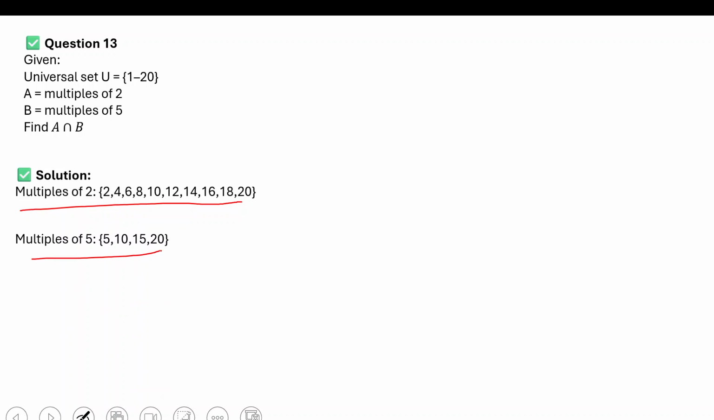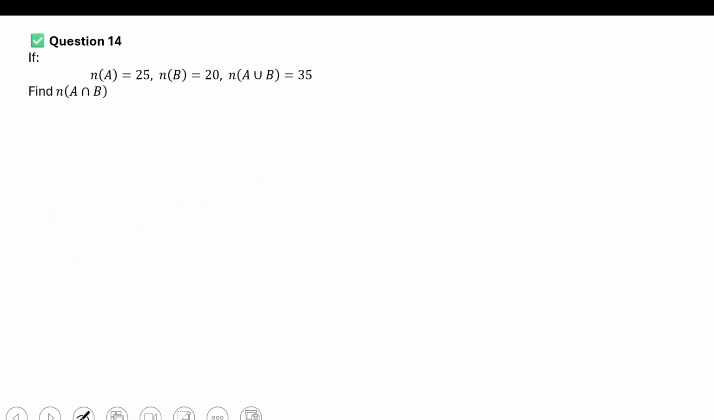Okay, so 13 says given universal set U is equal to 1 to 20, A is multiples of 2 and B is multiples of 5. Find A intersects B. So multiples of 2 is given here for A, multiples of 5 is given here for B. So intersection is what is common to the two of them, right? I can see that 10 is common, 20 is common. What else is common? Okay, I think 10 and 20 are the common elements, right?